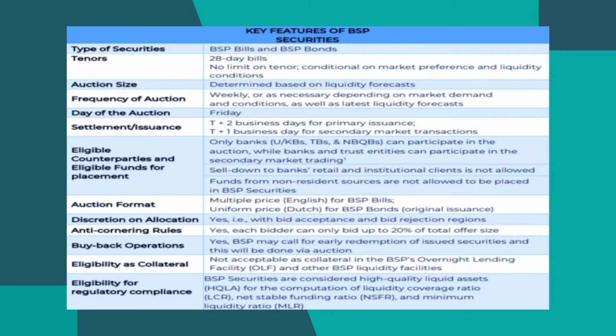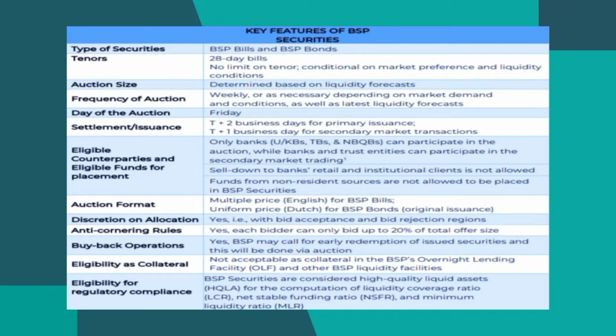And yung frequency of auction is weekly or as necessary depending on market demand and conditions, as well as latest liquidity forecasts. And yung day of the auction is usually Friday siya ginaganap. And yung settlement and issuance is T plus 2 business days for primary issuance and T plus 1 business day for secondary market transaction.